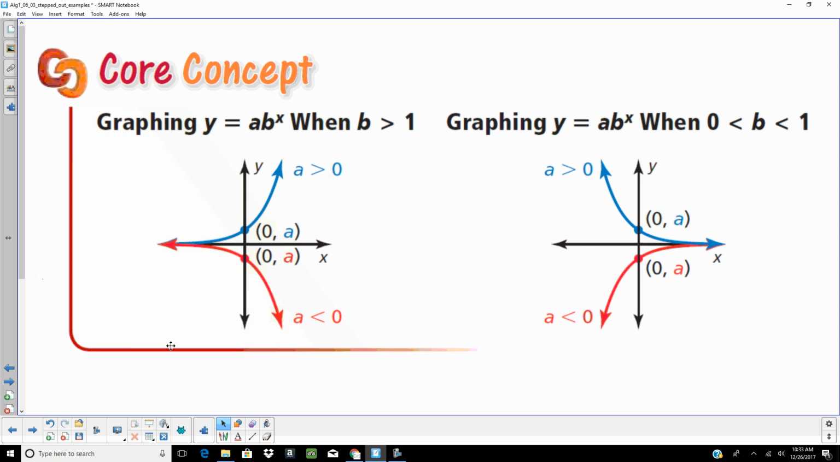All right, here's a core concept. We are looking at growth and decay here. So we've got a times b to the x. When a is positive, and your b is greater than 1, these are called growth functions. When your b is between 0 and 1, it is a decay. It starts really high and goes down really fast. And if your a is negative, it's a reflection.